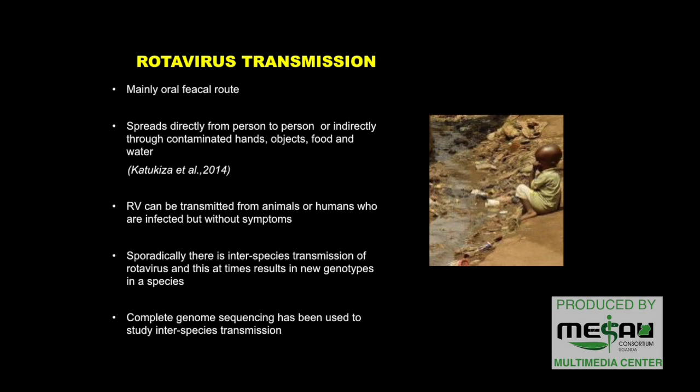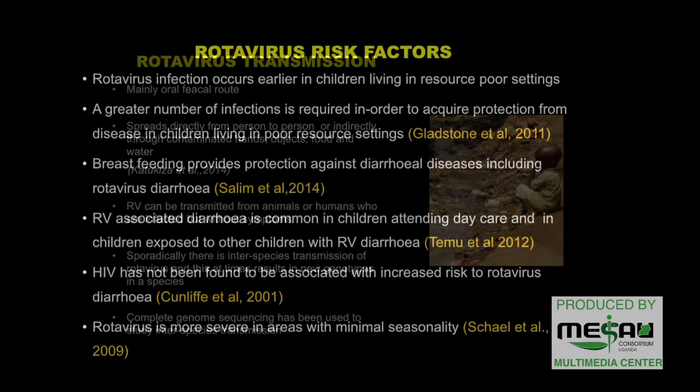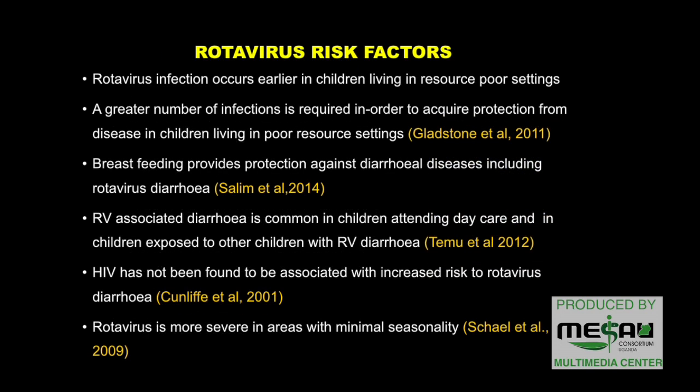And sometimes we have transmission from one species to another. And when we have transmission from one species to another, we sometimes end up having new strains of rotaviruses coming up. When we study this interspecies transmission, we use complete genome sequencing. Some risk factors of rotaviruses have been described.